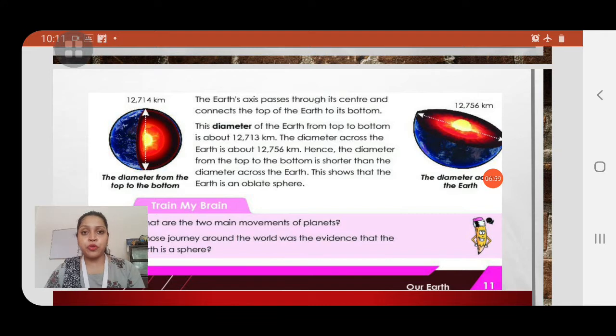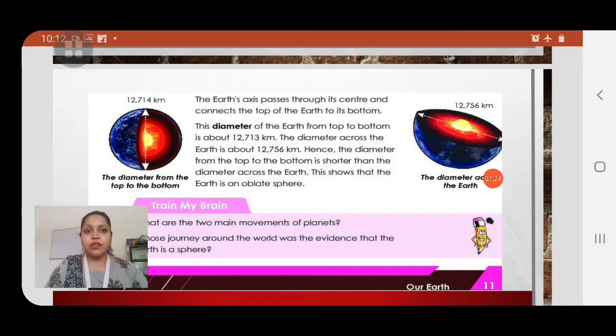Why is that from top to bottom shorter than the middle? Because at the top it is compressed. It is compressed, it's flat, and in the middle it's bulging. That's why from top to bottom it is 12713 kilometer, and in the middle, because it's bulging, the space is more. That's why it is 12756 kilometer.